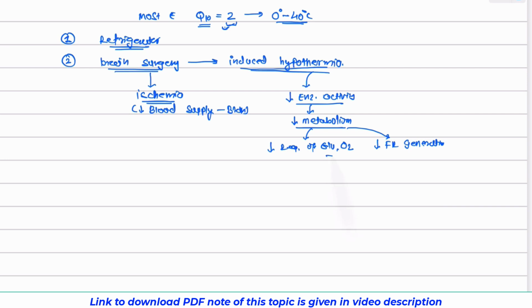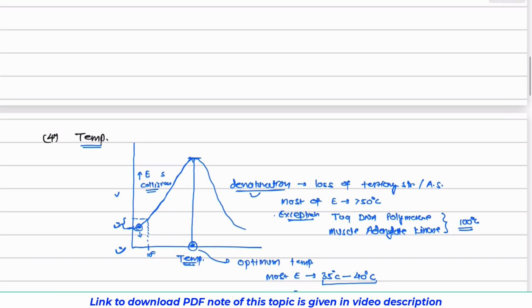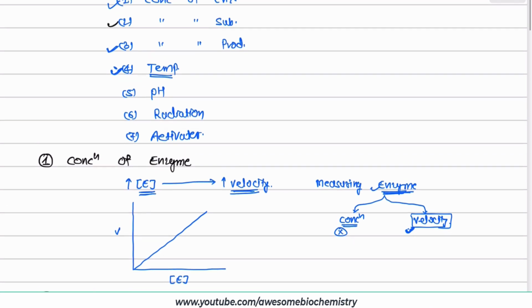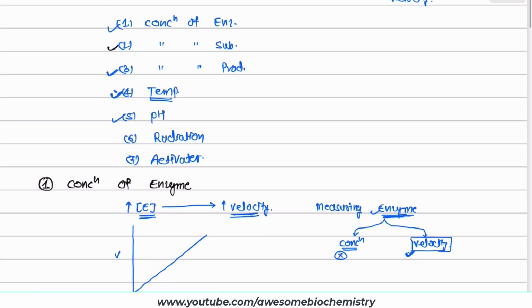And both of these aspects help the neuron to survive this ischemia, right? Now, remember, there are not only these two factors which can help the neurons survive. There are several other factors also, but these factors are beyond the scope of today's lecture. Probably in a future video, I will talk in more detail regarding this, right? Now, let us look at the next factor which affects enzyme activity, and that is the pH.